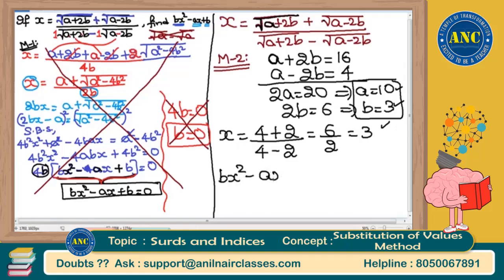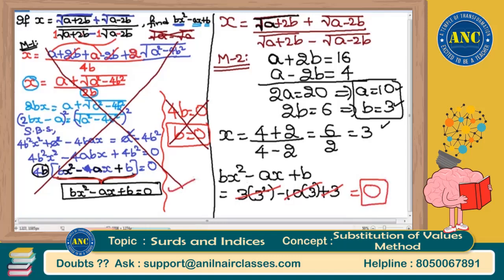I need to find bx square minus ax plus b. B is 3, x square is 3 square, a is 10, x value is 3, and b is 3. If I simplify, 3 cube is 27. 27 plus 3 is 30. 30 minus 30 is 0. And that 0 is what I got in my method 1 also.